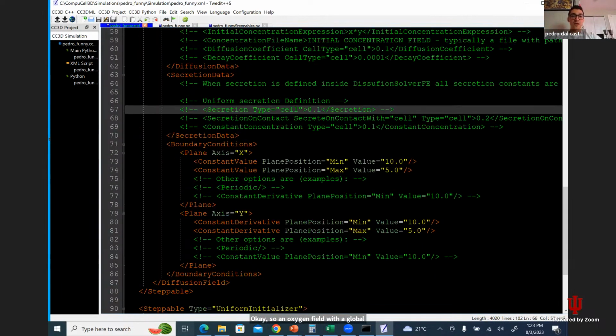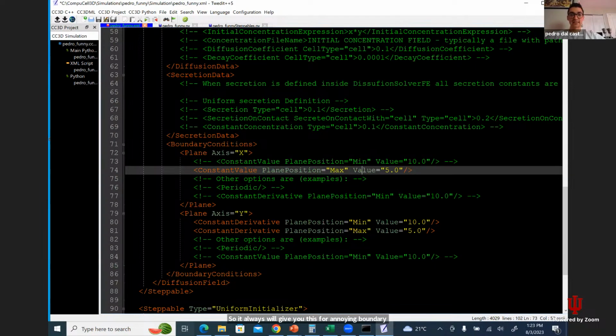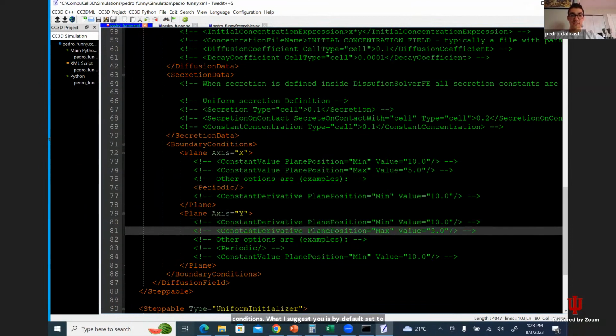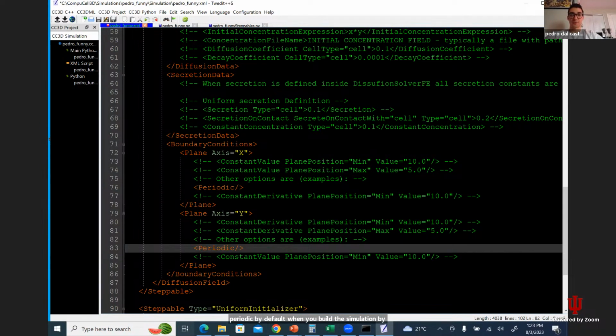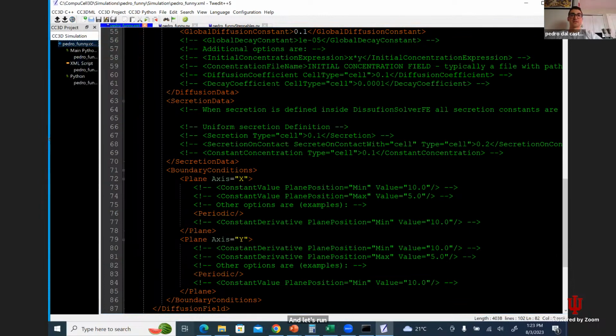And down here, we have the boundary conditions. It always will give you these four annoying boundary conditions. What I suggest is, by default, when you build a simulation, set them to periodic, okay? And let's run. Let's see what we got.